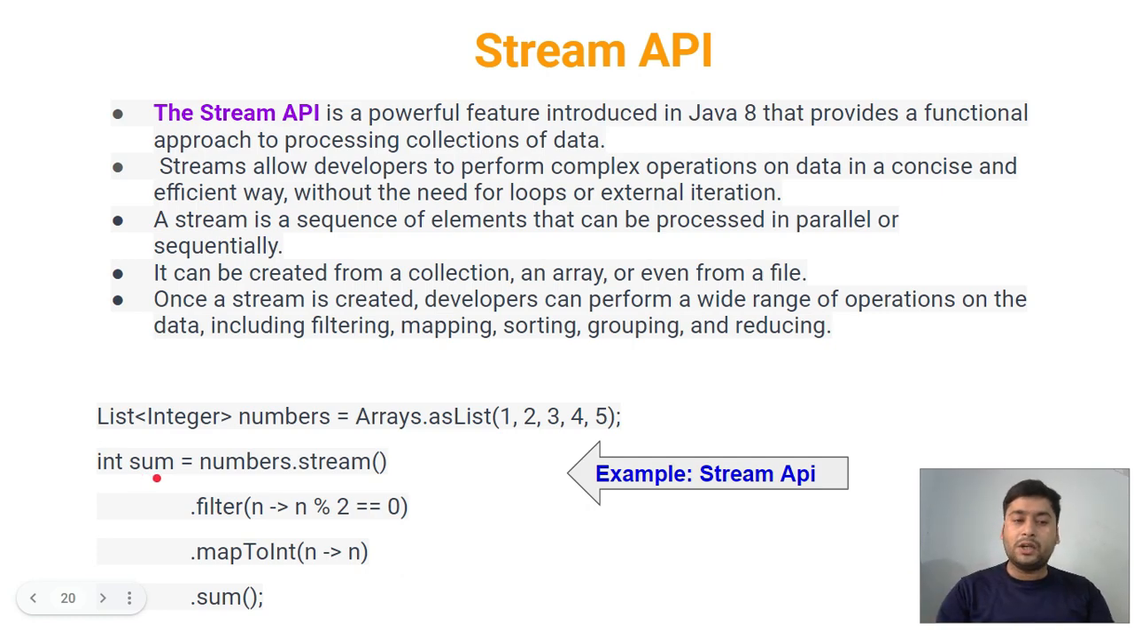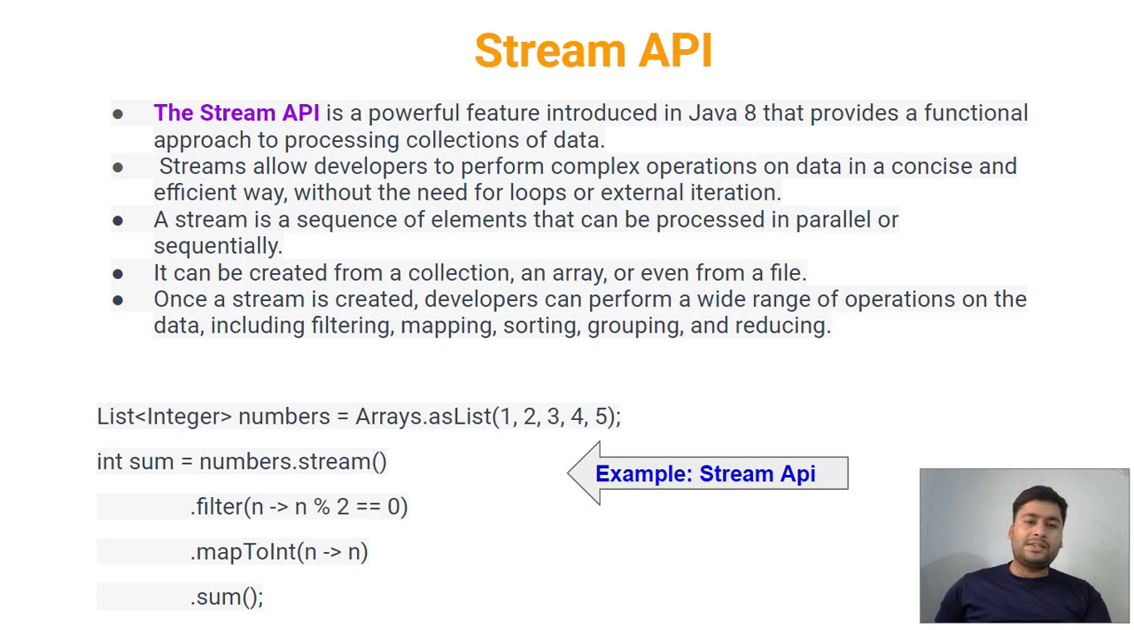If you do it with a loop, it will take at least 3 or 4 lines of code. So this is the power of the stream API. Basically this is the stream, and we can create a stream of an array or maybe a collection, and you can utilize it.